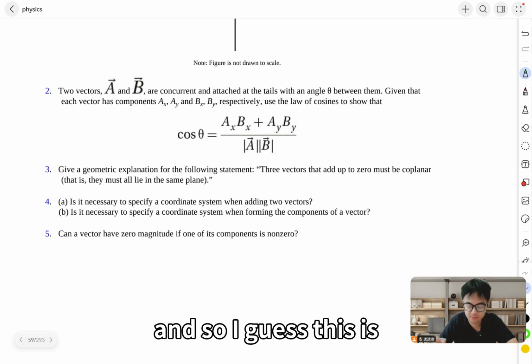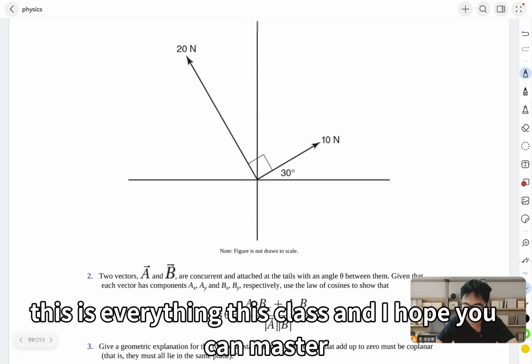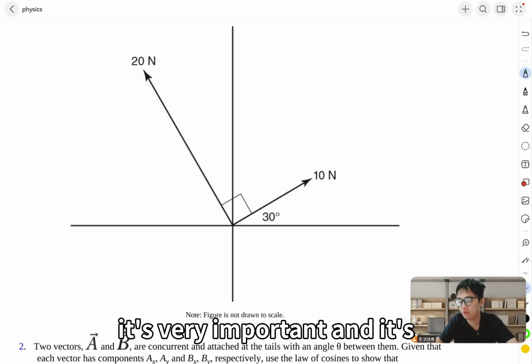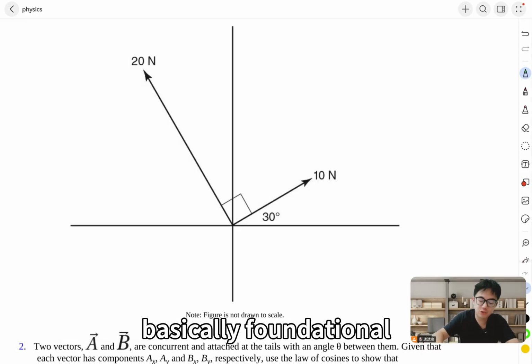And so I guess this is everything in this class, and I hope you can master these materials about vectors very well. It's very important and it's basically foundational.